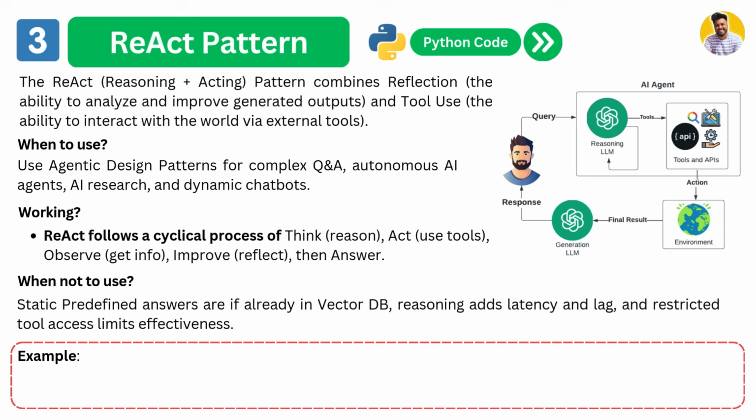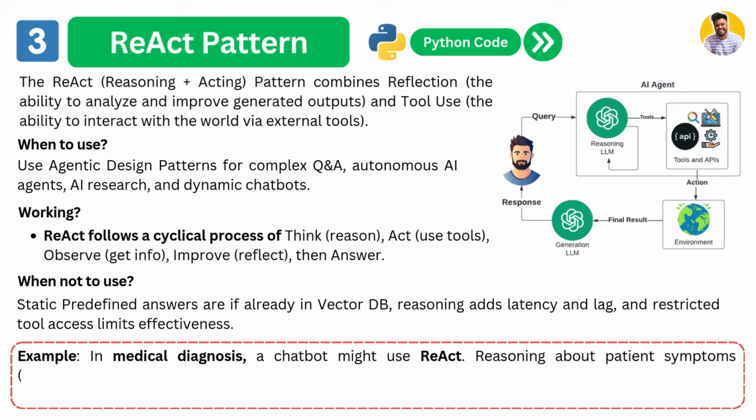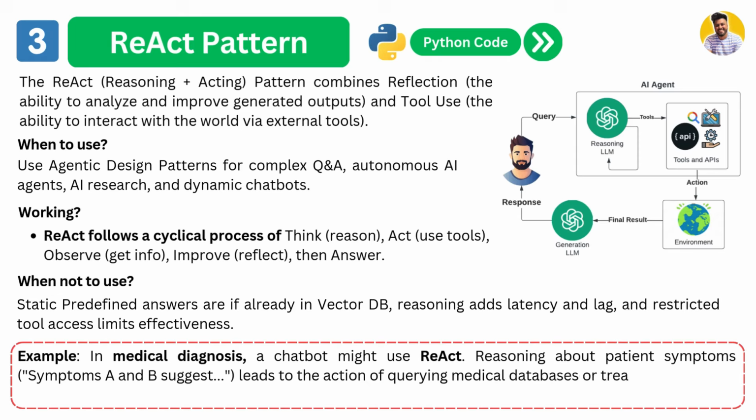And the best example for this pattern is medical diagnosis, where a chatbot might use the ReAct pattern, giving you reasoning about a patient's symptoms, like symptom A and symptom B. It can work like that in multiple ways. And this leads to an action of querying multiple medical databases, using multiple medical APIs as well. And the response is a diagnostic suggestion or a referral to a specialist as well.